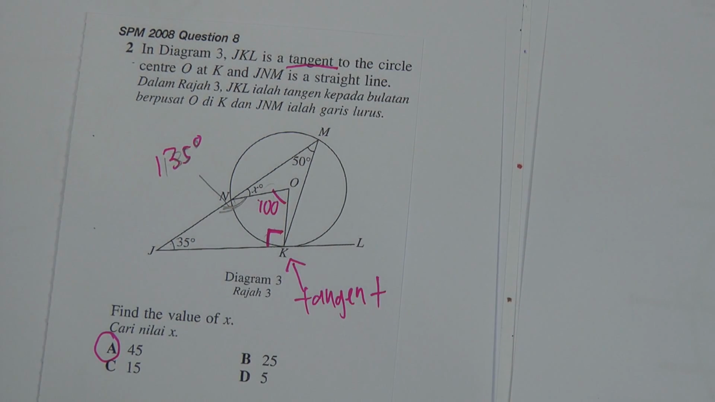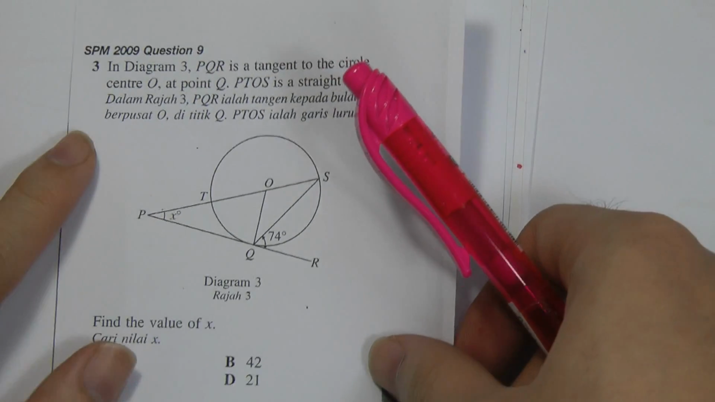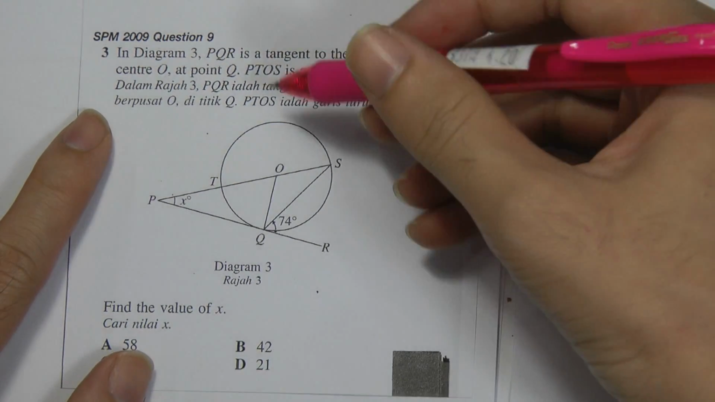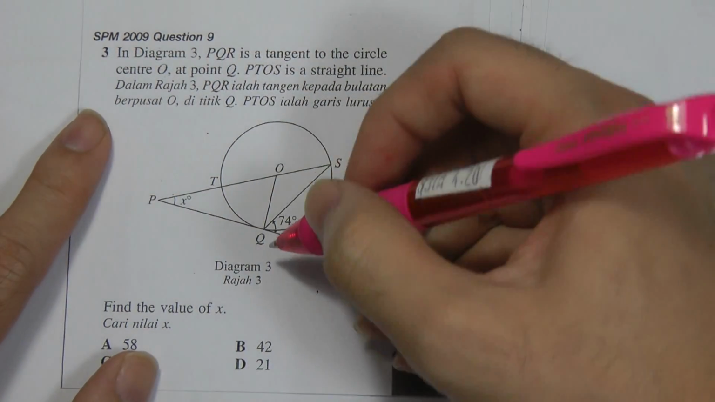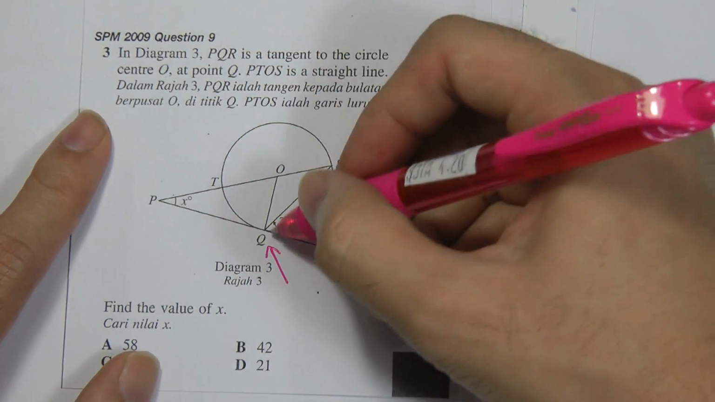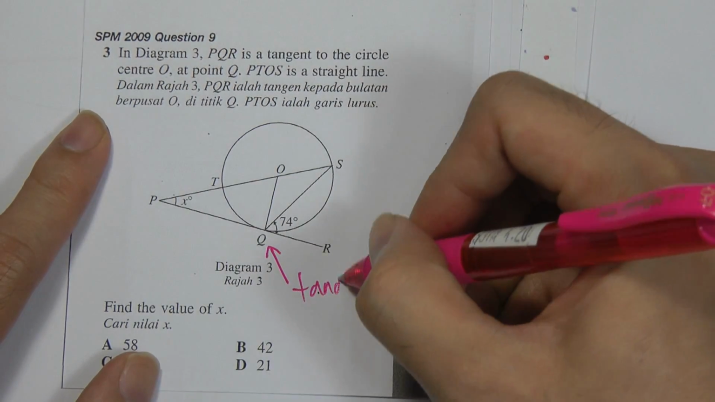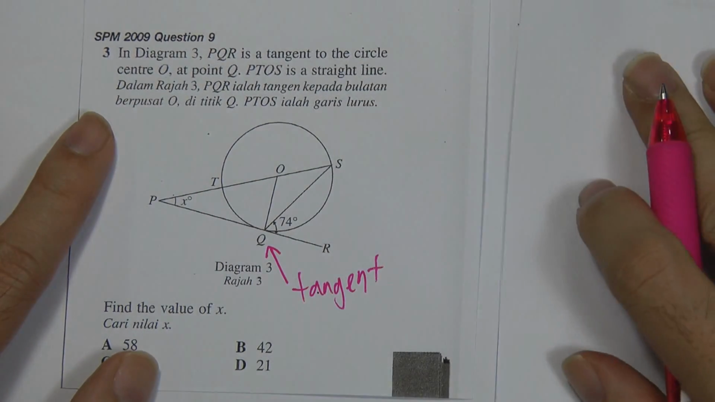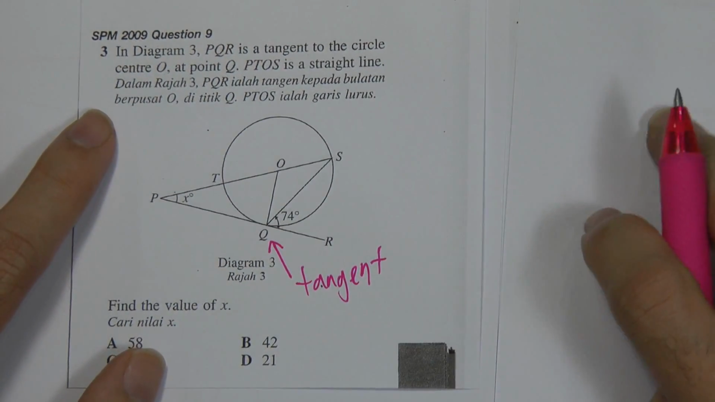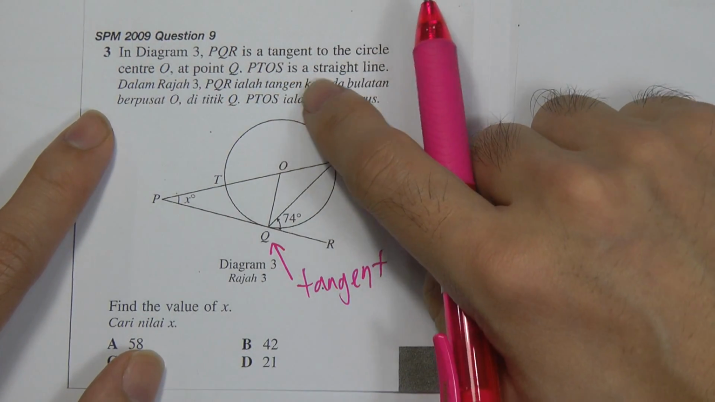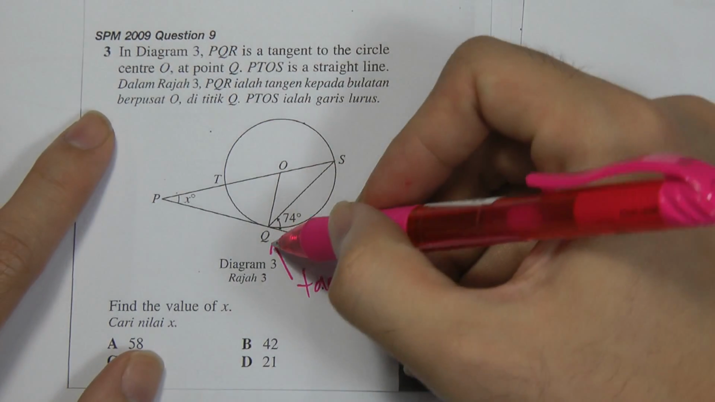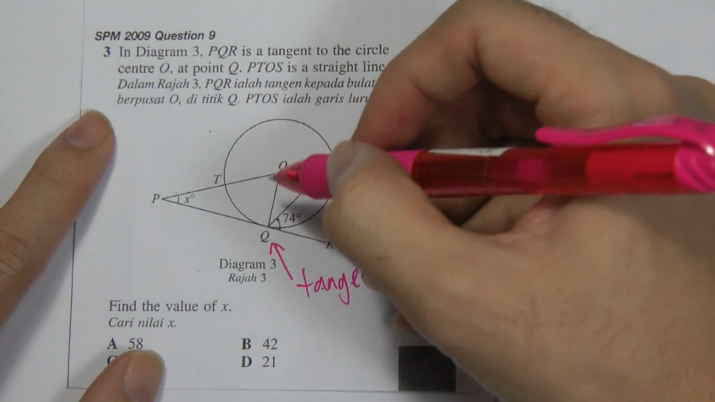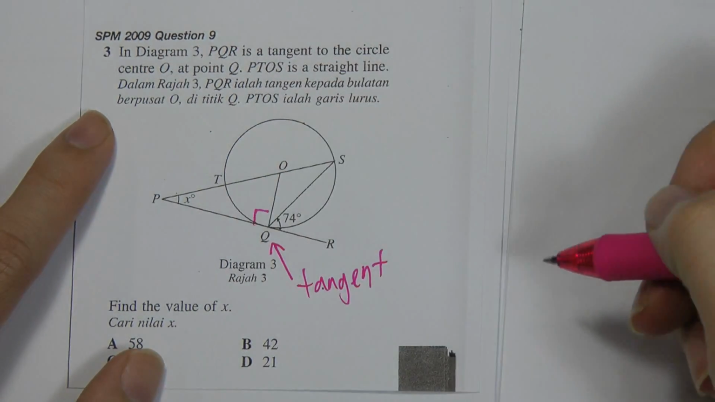Okay, see, we have a look at this example. He says PQR is the tangent to the circle. PQR is the tangent to the circle, so we know they will touch the circle at what? At the Q. So Q is the tangent. And then he gives you PTOS is a straight line. So PTOS is a straight line. Okay, so first, the tangent touching the circle will form a 90 degree. This one we must know.